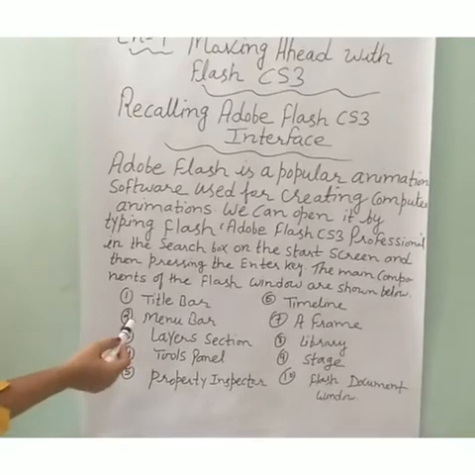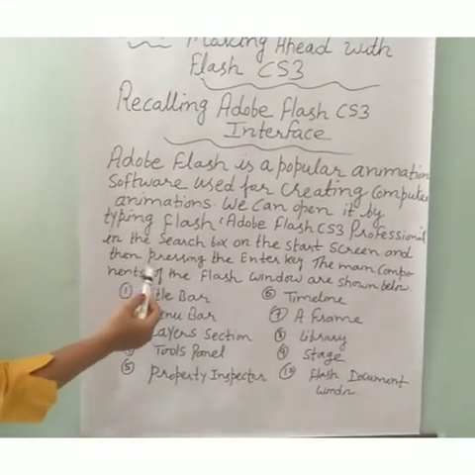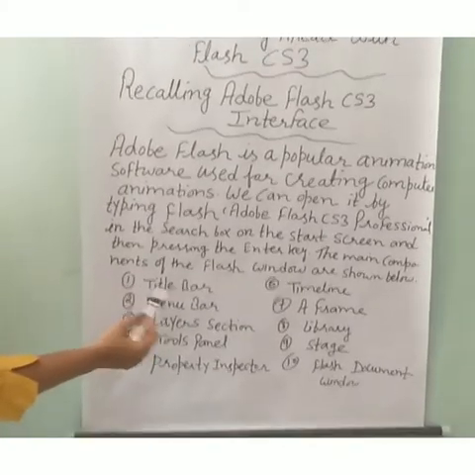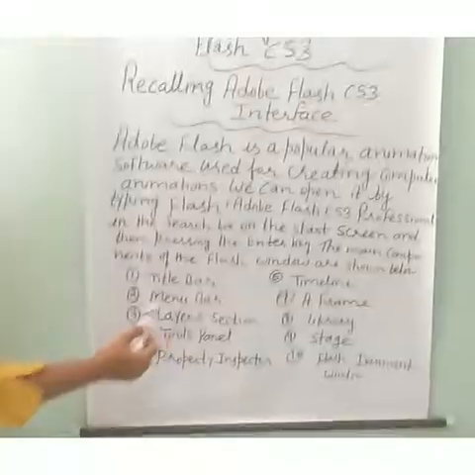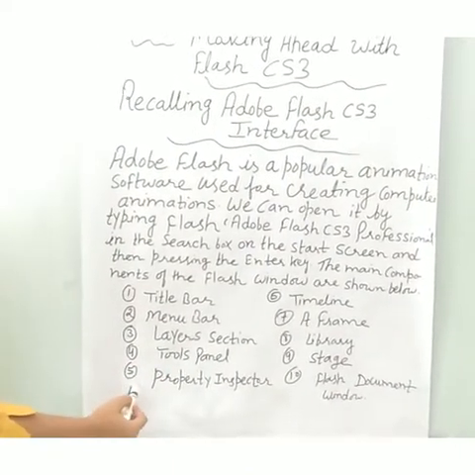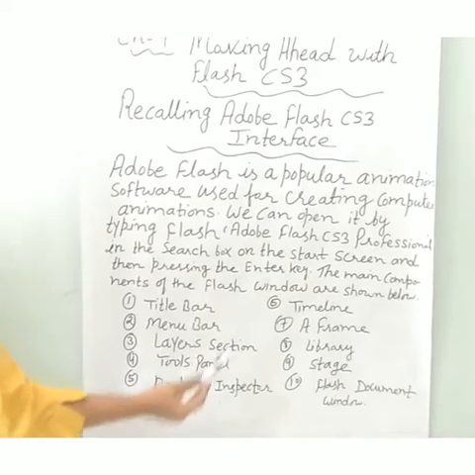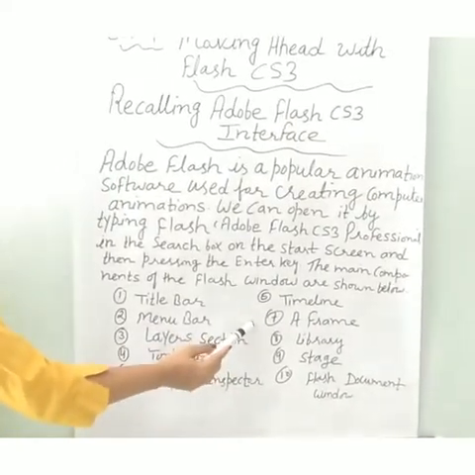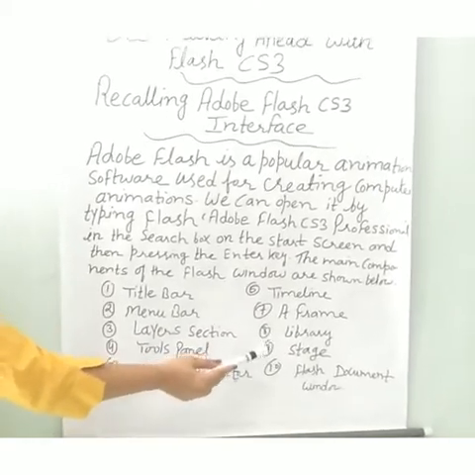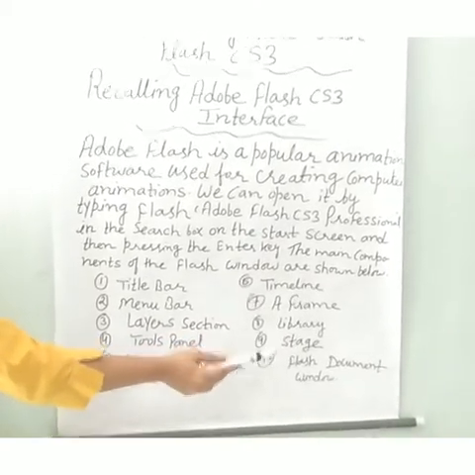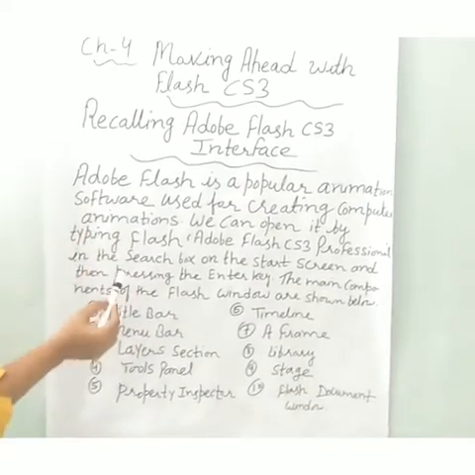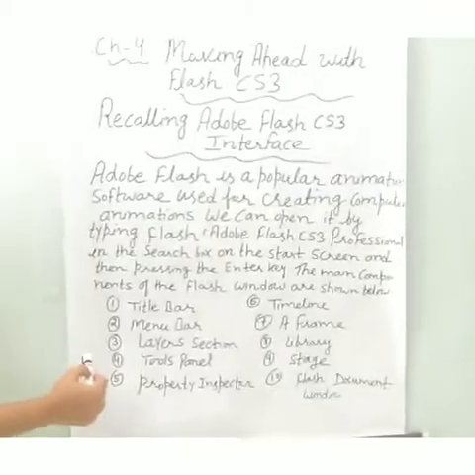So one by one, let's discuss the names of the components of Flash. Number first, title bar. Second, menu bar. Third, layers section. Fourth, tools panel. Fifth, property inspector. Sixth, timeline. Seventh, frame. Eighth, library. Ninth, stage. Tenth, last, Flash document window. So in this chapter, we will study all these components.